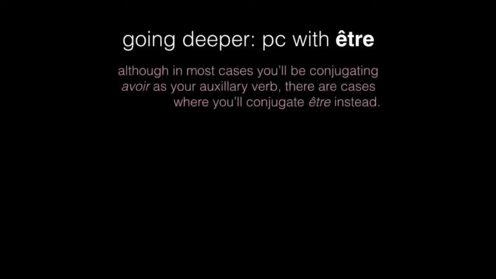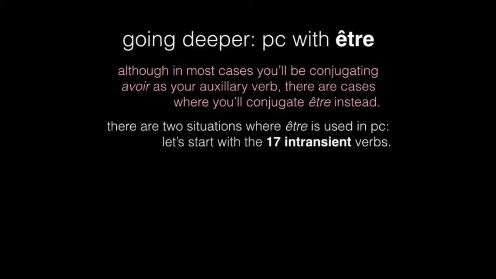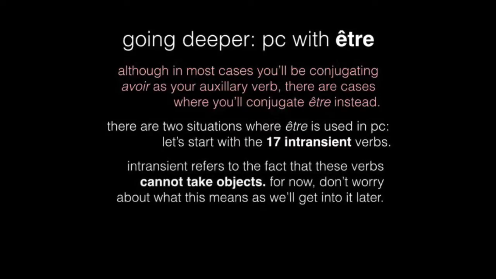Now let's go a bit deeper and learn passé composé with être. Although in most cases you'll be conjugating avoir as your auxiliary verb, there are cases where you'll conjugate être instead. There are 2 situations where être is used in passé composé, but let's start with the 17 intransitive verbs. Intransitive refers to the fact that these verbs cannot take grammatical objects. For now, don't worry about what this means, as we'll get into it later.